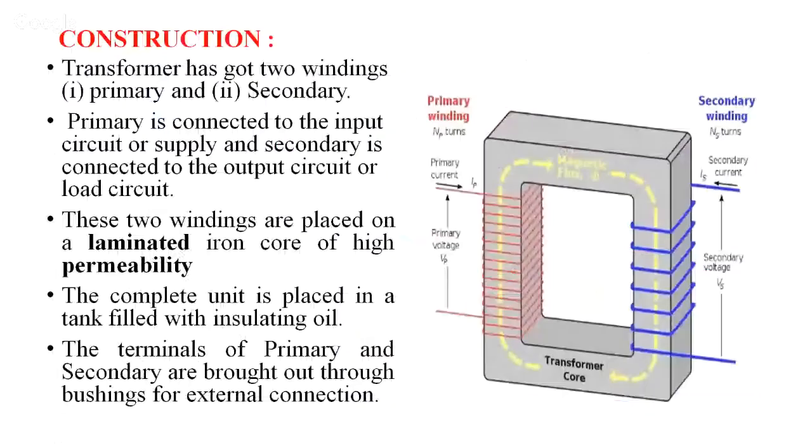So here we understand that the two windings are placed on a laminated iron core of high permeability. Next, the complete unit is placed in a tank filled with insulating oil. After all the winding is done, the entire unit, what you see here, is placed in a tank filled with insulating oil. Usually mineral oil is used. The terminals of the primary and the secondary are brought out through bushings for external connection.